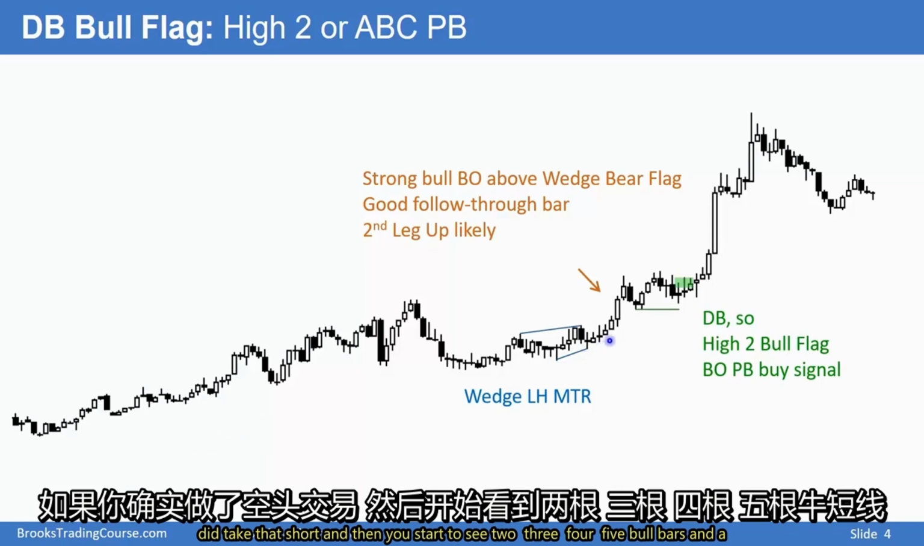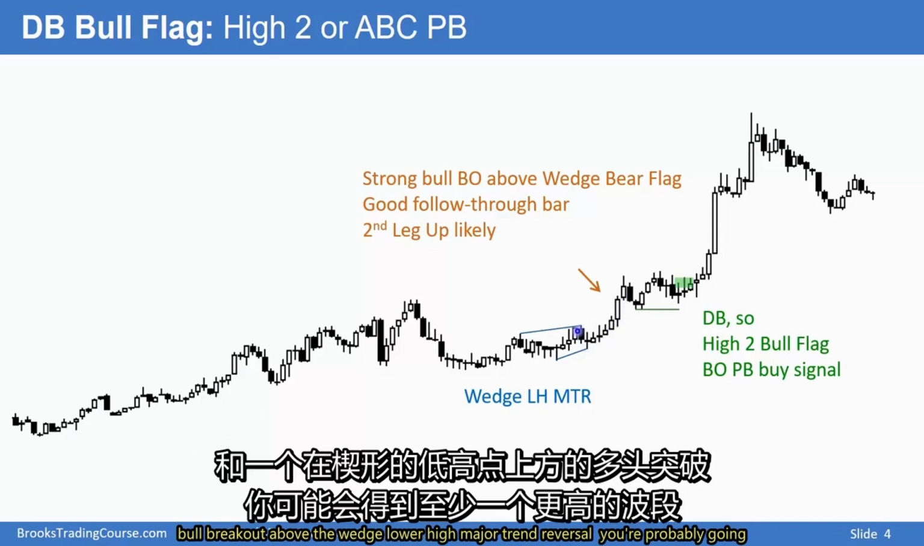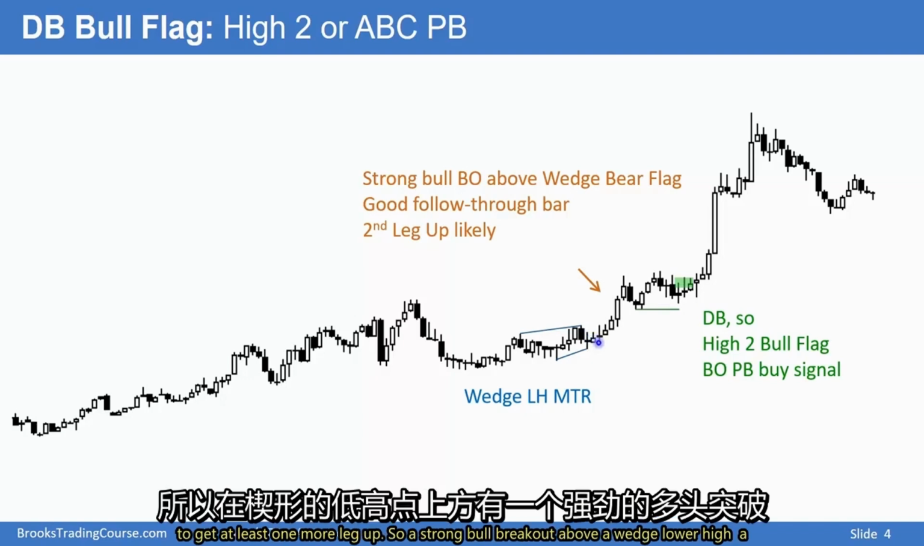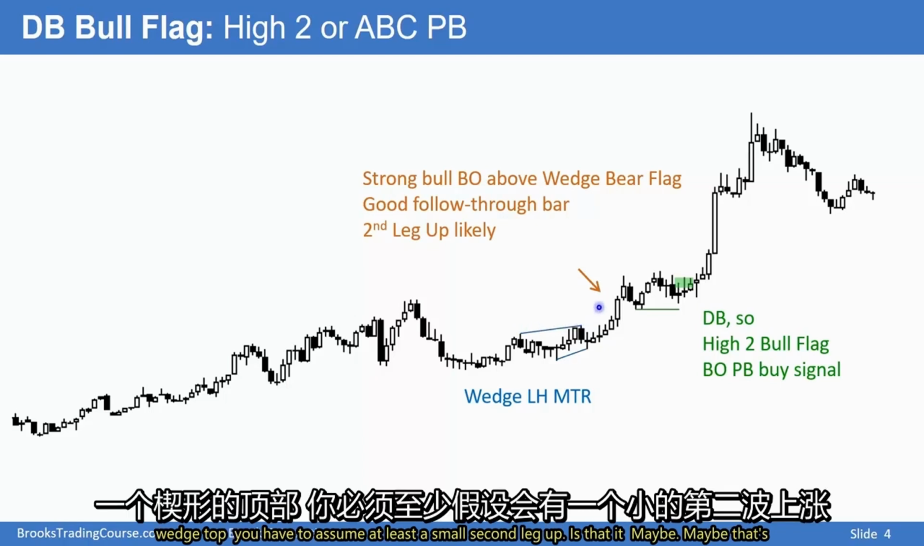If you did take that short, and then you start to see 2, 3, 4, 5 bull bars and a bull breakout above the wedge lower high major trend reversal, you're probably going to get at least one more leg up. So a strong bull breakout above a wedge lower high, a wedge top, you have to assume at least a small second leg up.